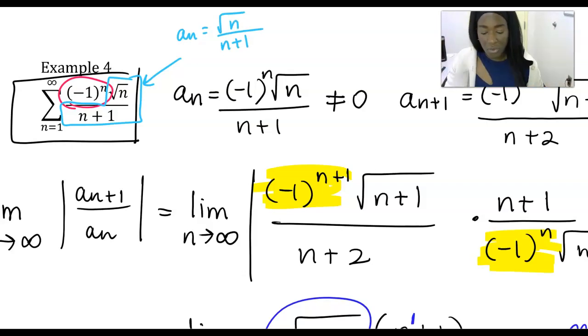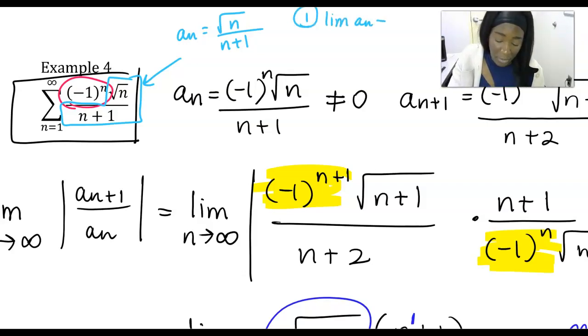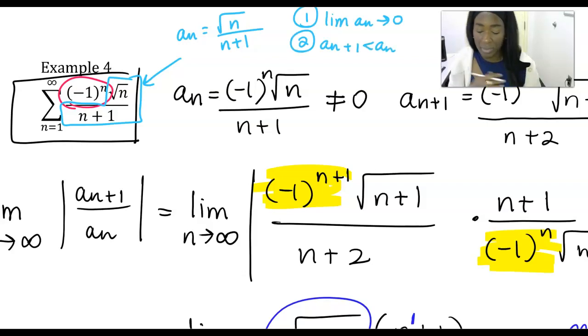If you can show that the limit as n goes to infinity of that goes to 0, and if you can show that a sub n is decreasing, so you would want to show that the n plus 1 term is less than the nth term, then you could conclude something using the alternating series test.